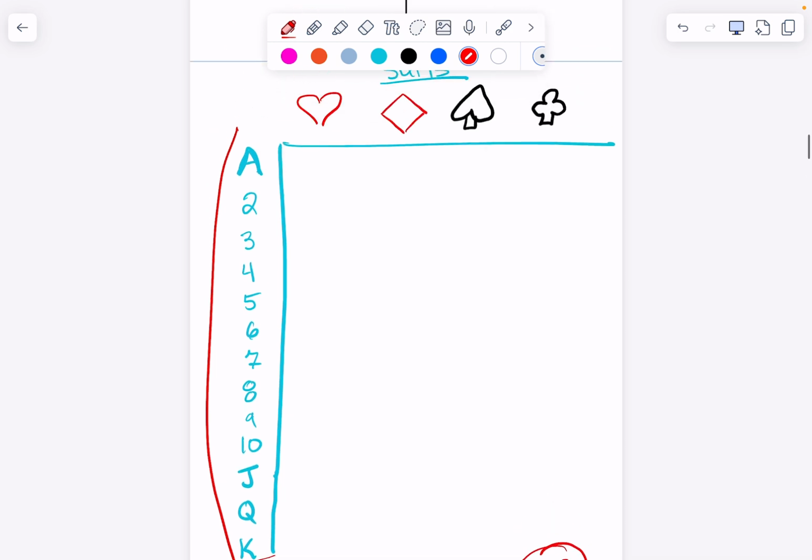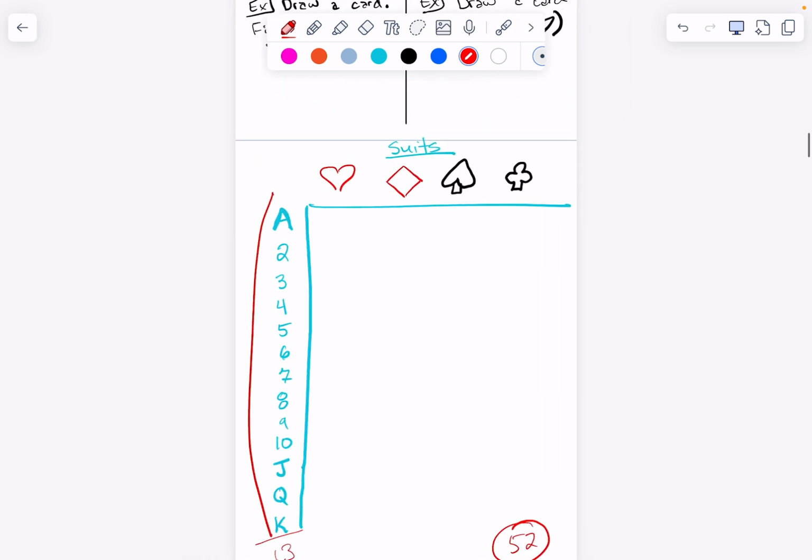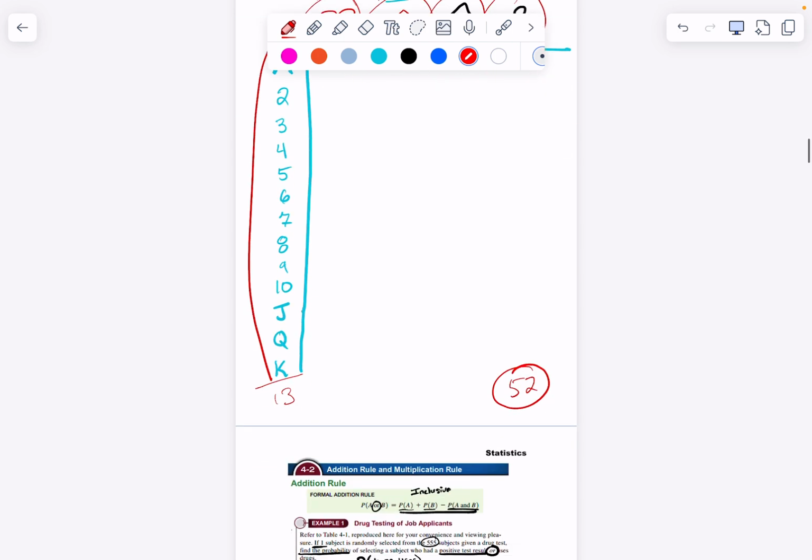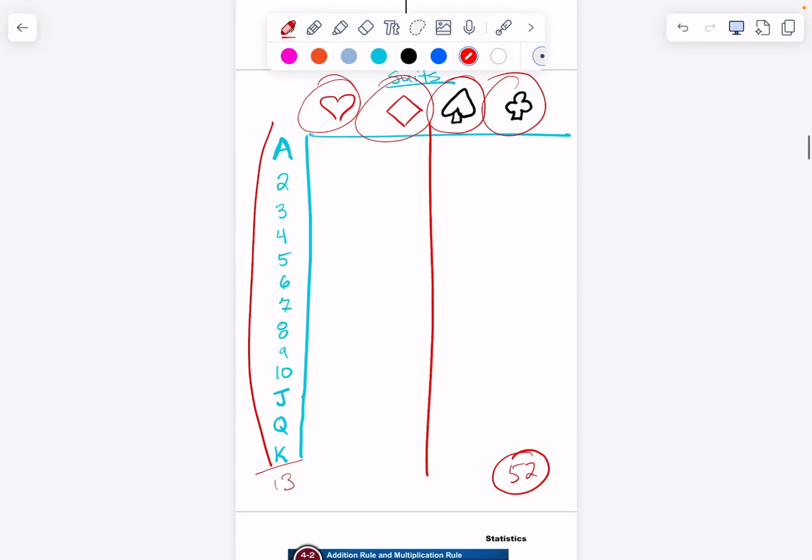How many suits are there? 4 suits. They are heart, diamond, spade, and club. I always have to think: this is a spade, this is a club, the shovel and the puppy feet. 2 are red, 2 are black. So half of the deck, 26 cards, are red, and 26 cards are black, 13 in each suit.